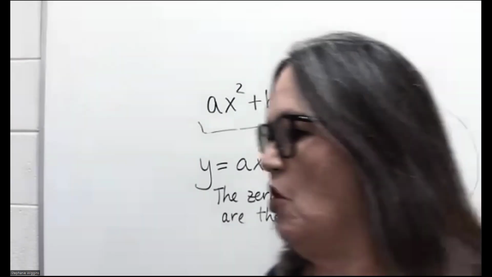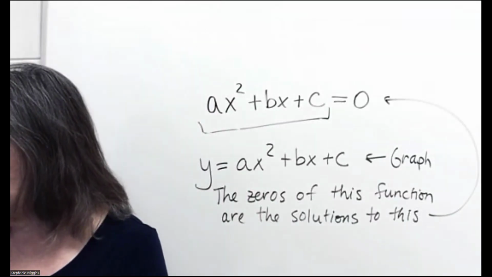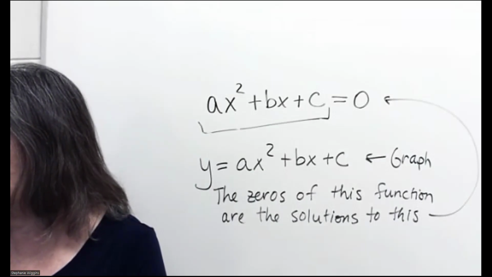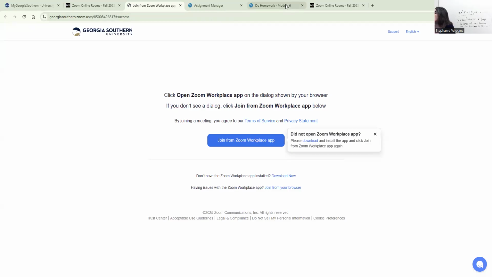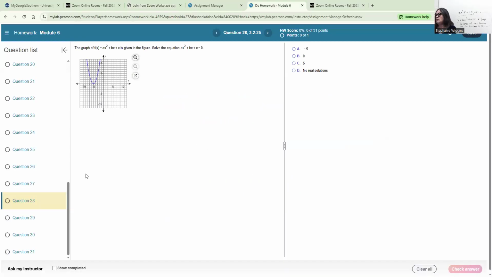Let's look at some examples from your homework. So I'm going to share my screen. And in module 6, question 28, we are asked: the graph of f of x equals ax squared plus bx plus c is given in the figure. Solve the equation ax squared plus bx plus c equals 0. So they don't actually give us the a, b, and c, but they give us the graph.